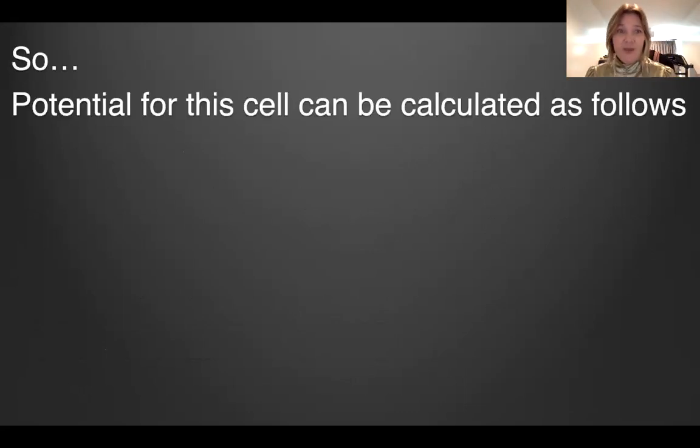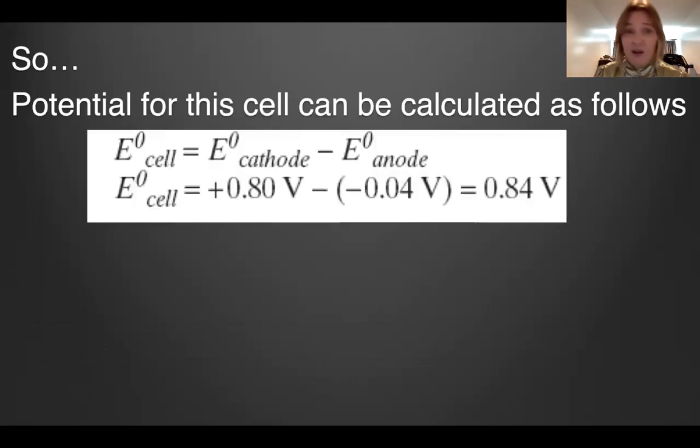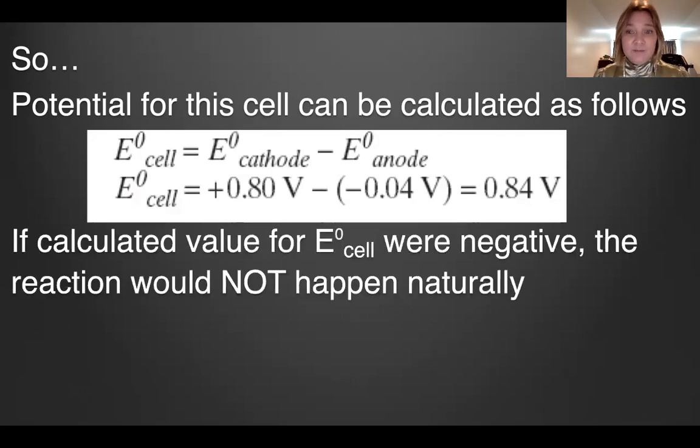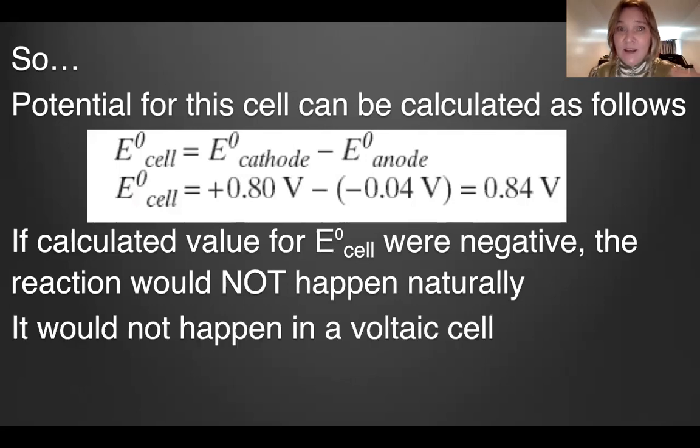So the potential for this cell can be calculated as follows. Remember, it's cathode minus anode. The cathode was silver, the iron is the anode, so it's 0.8 minus a negative 0.04, and that is 0.84 volts. Remembering that a positive voltage means that the reaction will happen naturally. If the calculated value for the electrode potential of the cell were negative, the reaction would not happen naturally. So it would not happen in a voltaic cell.